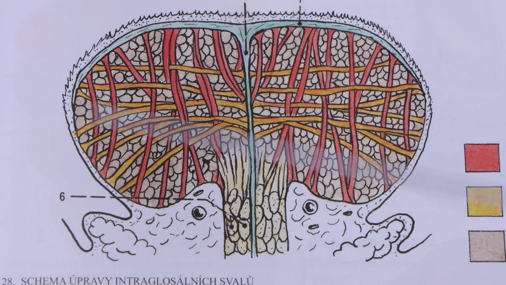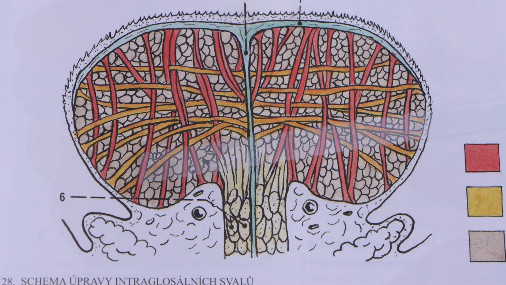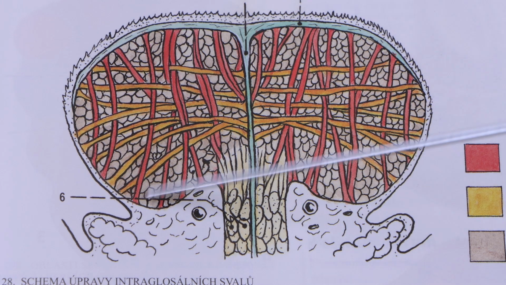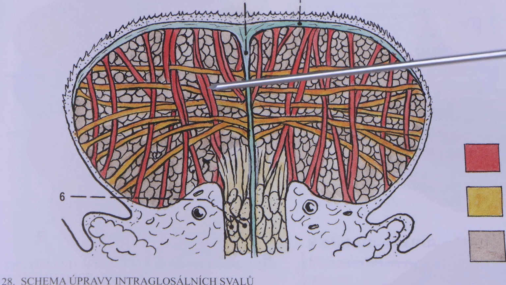Intrinsic or intraglossal muscles get their name because the origin and insertion of these muscles are inside the tongue. It means that they originate from the tongue and are inserted inside the tongue. And according to the direction of the fibers, which are perpendicular to each other, the names arise. So for example, the red lines are the vertical muscles. The vertical muscles make the tongue more flat.